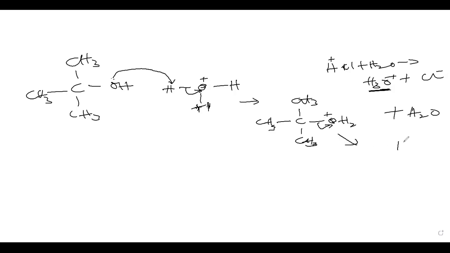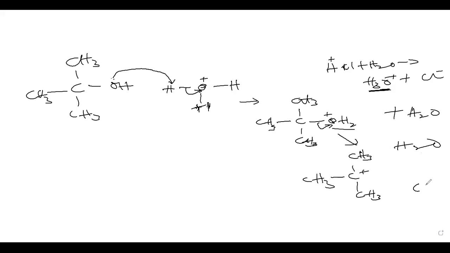Now I would form water as a byproduct again from this side, right? And then I'll form a carbocation. Carbocation because the plus sign is on the carbon. That is what we call a carbocation, right? Now this carbocation is quite stable. It's quite stable. Let me just explain what will happen later.